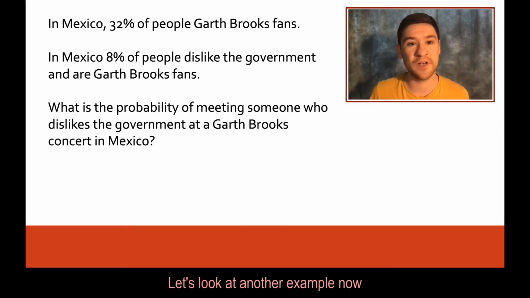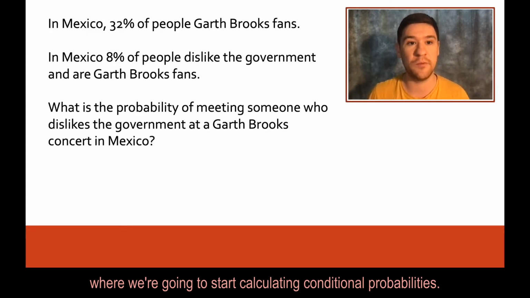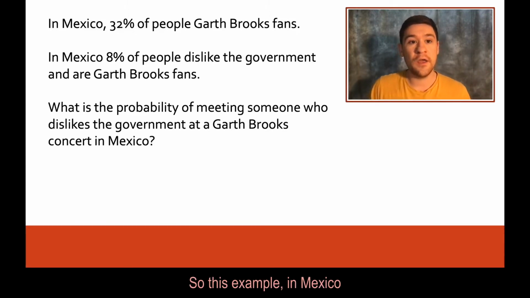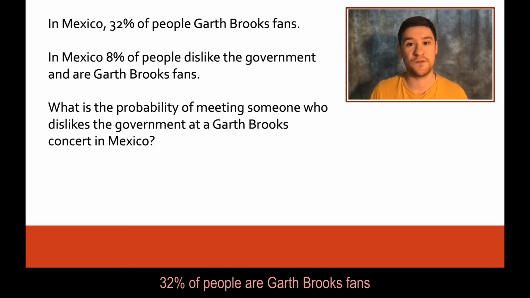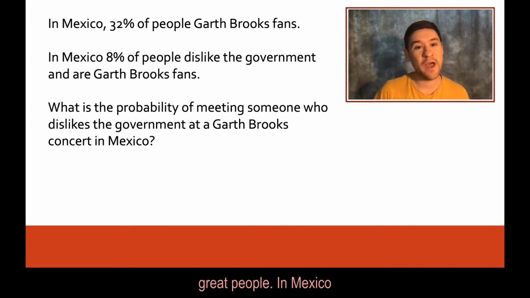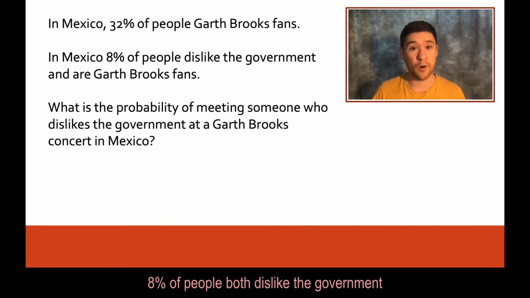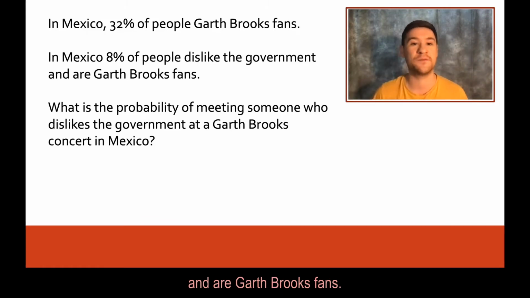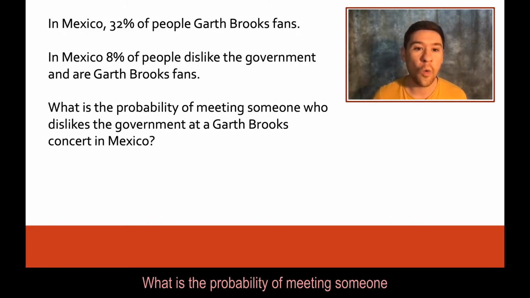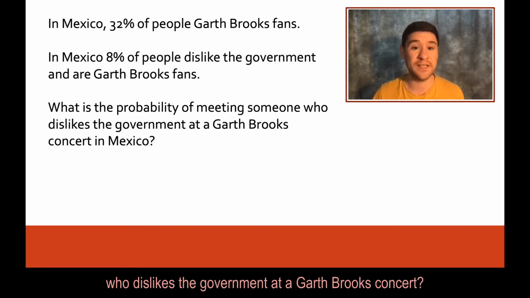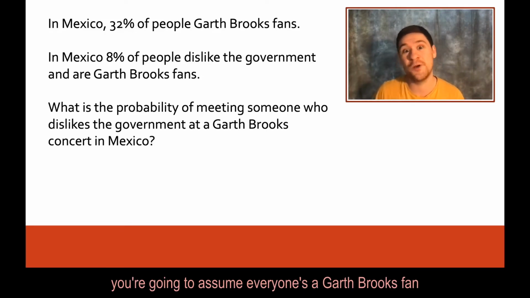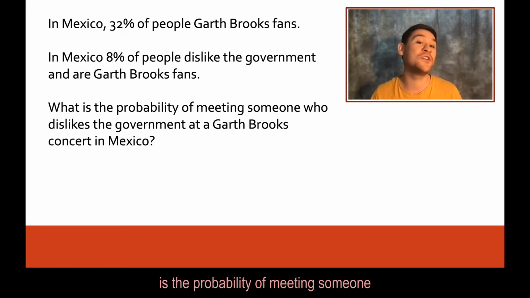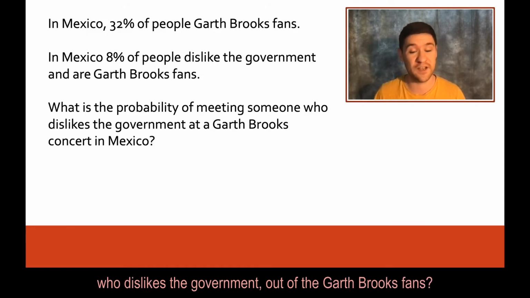Let's look at another example now where we're going to start calculating conditional probabilities. In this example, in Mexico, 32% of people are Garth Brooks fans. Great people. In Mexico, 8% of people both dislike the government and are Garth Brooks fans. What is the probability of meeting someone who dislikes the government at a Garth Brooks concert? So at the Garth Brooks concert, you're going to assume everyone's a Garth Brooks fan. So we're asking, what is the probability of meeting someone who dislikes the government out of the Garth Brooks fans?